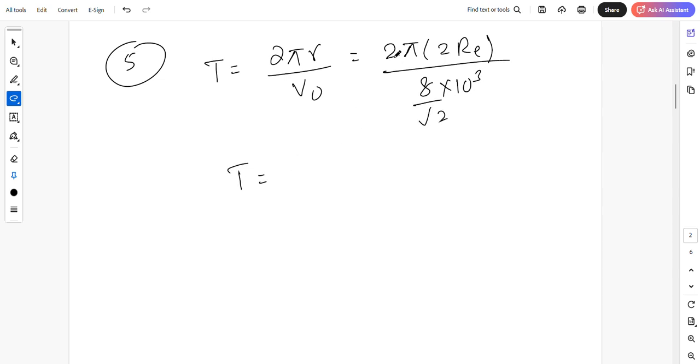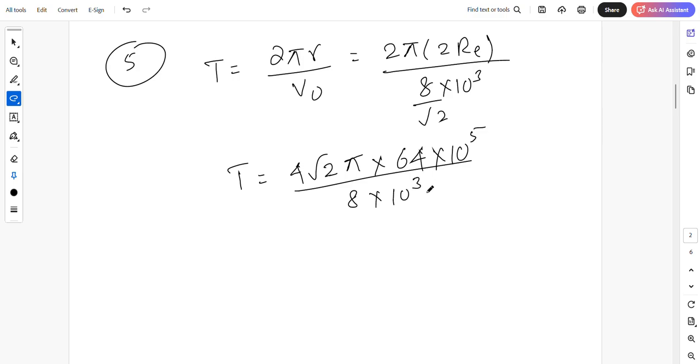So T is equal to 2 into 2, 4. This root 2 will come in the numerator. 4 root 2 pi into, what is the radius of the earth? That is 64 into 10 to the power of 5. Okay. Radius of the earth is 64 into 10 to the power of 5 divided by 8 into 10 to the power of 5. Okay.